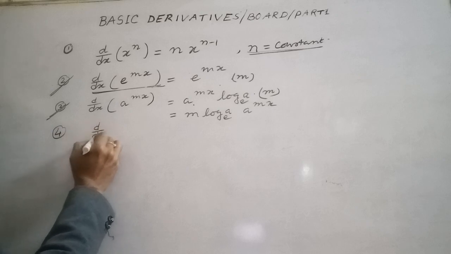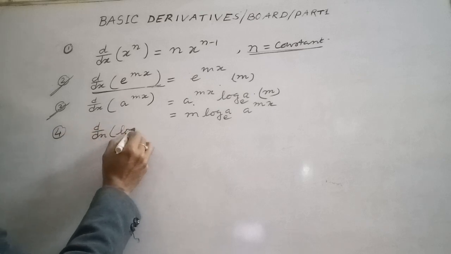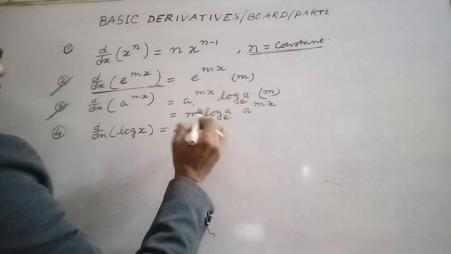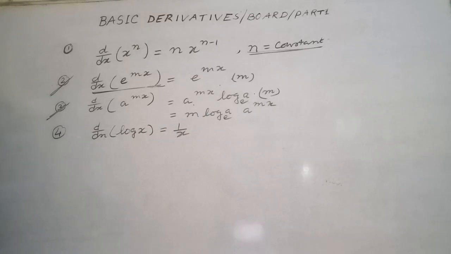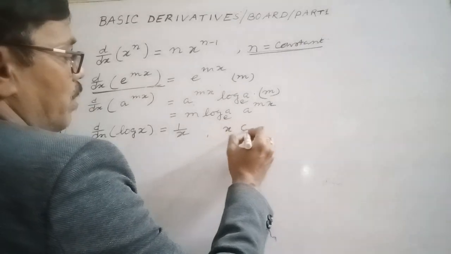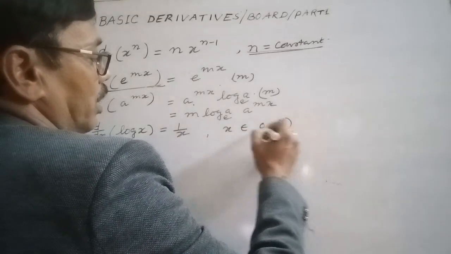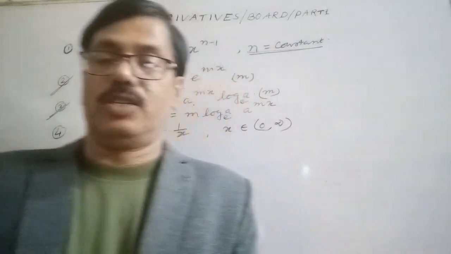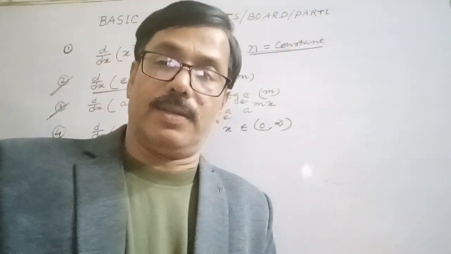And number 4: d/dx of log x equals 1 by x. We know the domain of x is 0 to infinity. Log x is defined when x is in 0 to infinity.